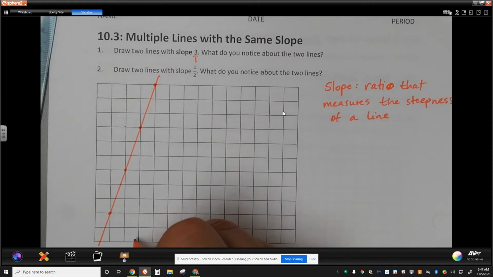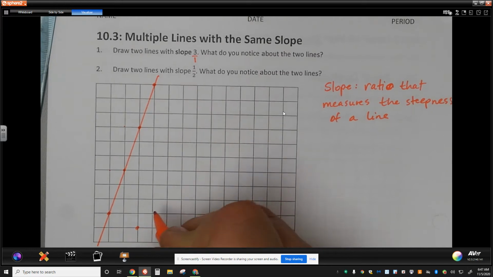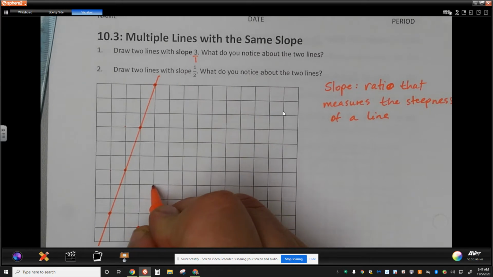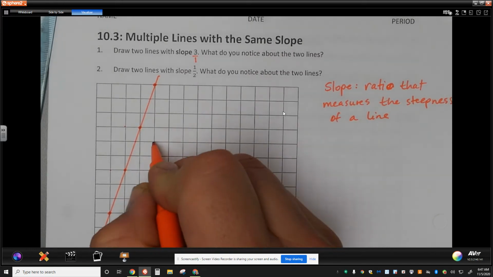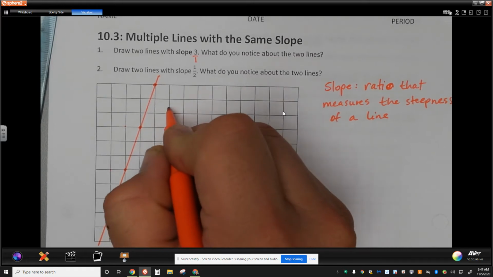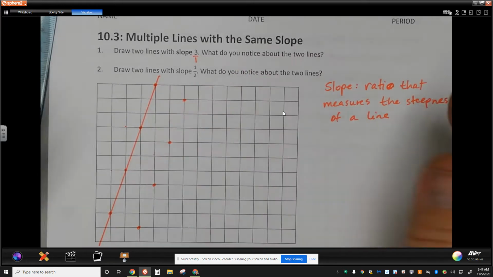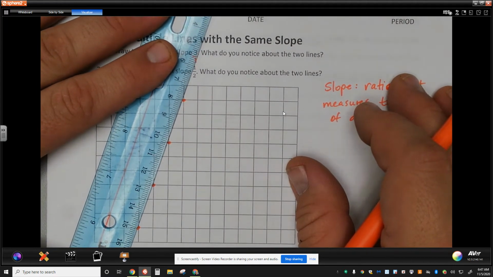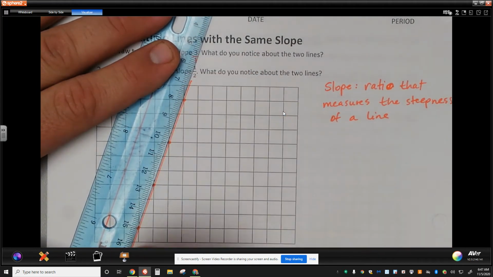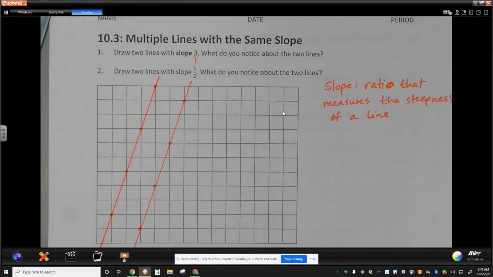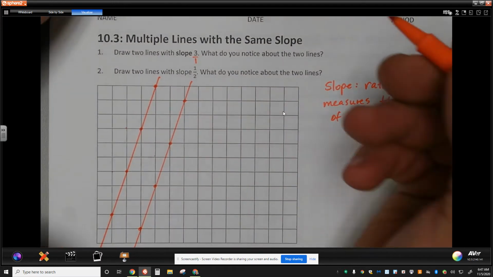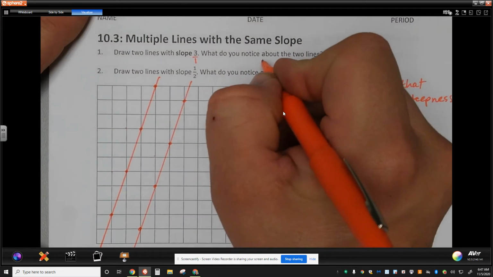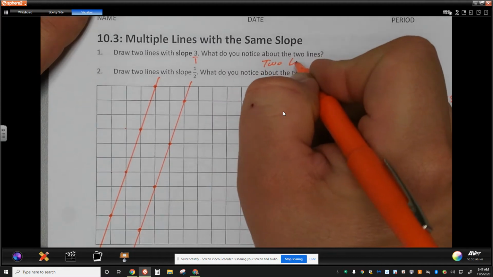Then let's go ahead and do it again. We'll draw another line. Let's just start right here this time. Rise 1, 2, 3, run 1. Rise 1, 2, 3, run 1. We run out of space on here. The more points that you draw, the straighter the line you're going to get. And then what do you notice about the two lines? If you said that the two lines are parallel, you are right.